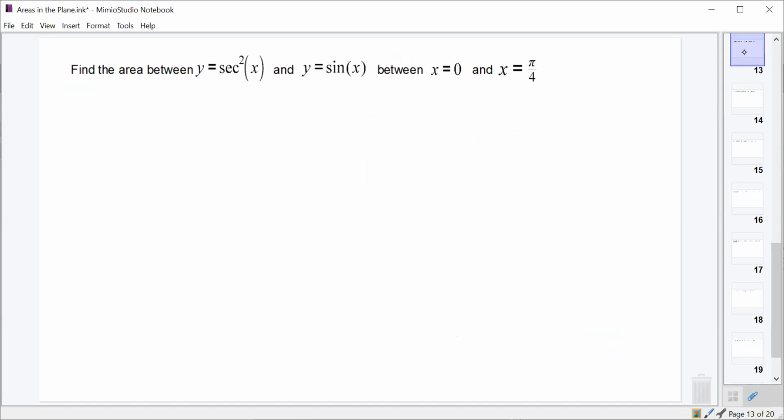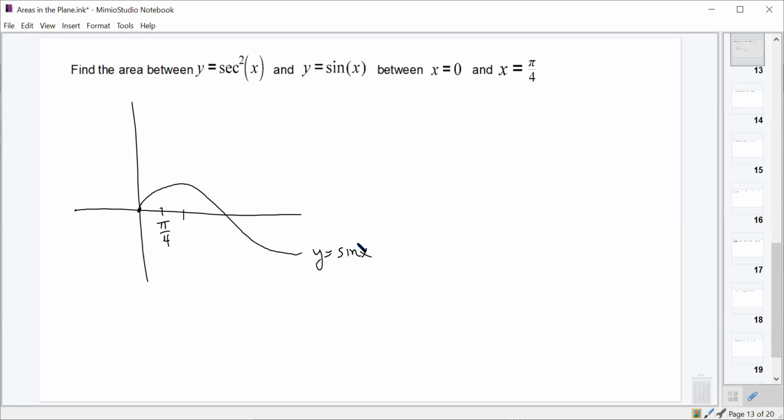All right, let's do another one. Let's find the area between secant squared x and sine x, between 0 and pi over 4. So I think the first thing that we might want to do here is sketch a quick graph. We know what sine x looks like, right? It starts here and looks like this. Here's pi over 2, so here should be pi over 4. That one should be easy, right? y equals sine x. We may not know as well what secant squared x looks like, though, between 0 and pi over 4 at least.